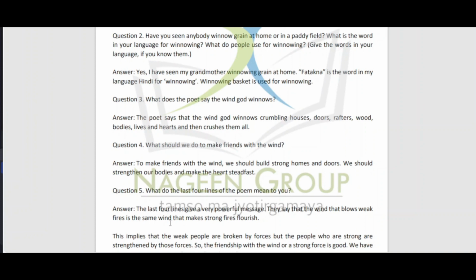What should we do? In the last 4 lines, what does the poet mean? What does he want to say? The last 4 lines give a very powerful message. He is giving us a very powerful message. They say that the wind that blows out weak fires is the same wind that makes strong fire flourish.